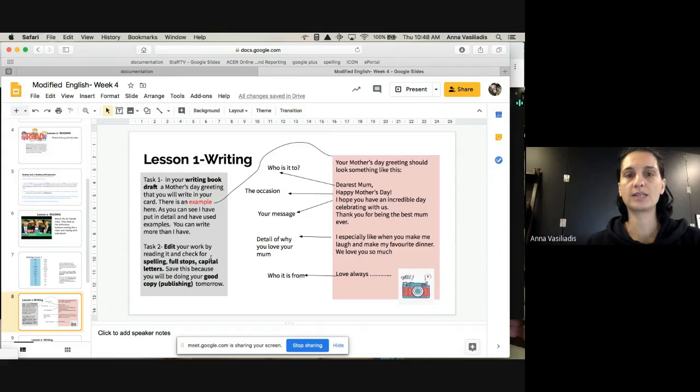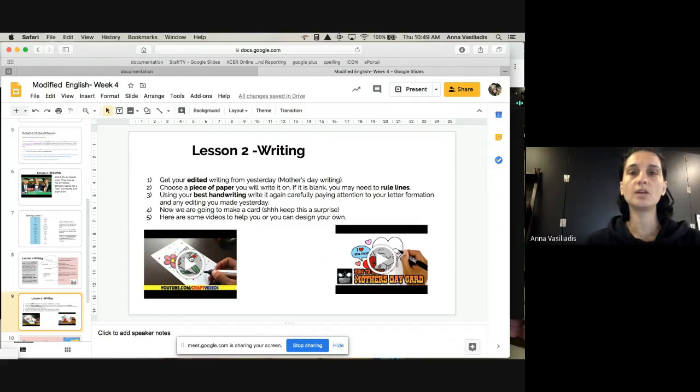In the grey box here, it just tells you that we would like you to do it in your writing book. Once you've written it, read it back to yourself or read it to someone to make sure it makes sense. Have you put full stops in? Have you fixed your capital letters? Is there any spelling that you need to fix? You need to hold on to this because your next lesson, you need to actually use this to make a good copy for Mum.